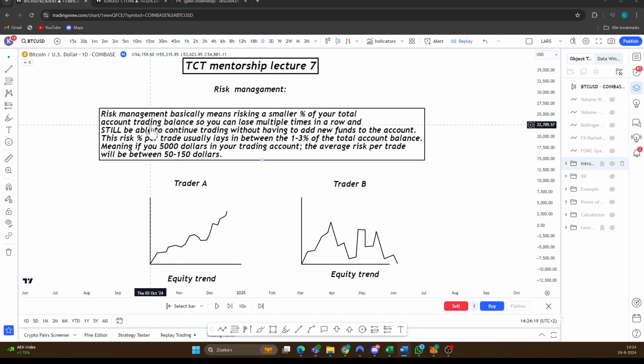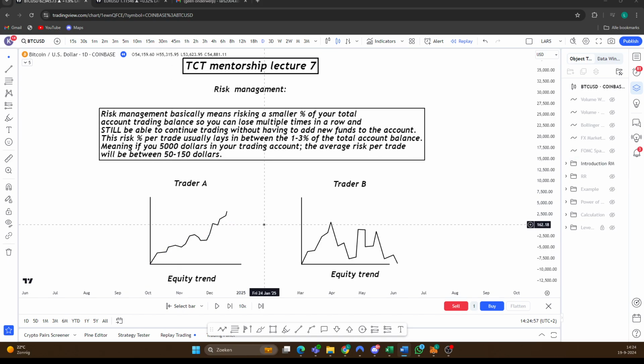Risk management basically boils down to risking a smaller percentage of your total account trading balance so you can lose multiple times in a row and still be able to continue trading without having to add new funds to the account. And this risk percentage per trade usually lies between 1 to 3% of the total account balance. Meaning, if you have $5,000 in your trading account, the average risk you take per trade will be between $50 to $150, which is equal to 1 to 3% of your trading account.